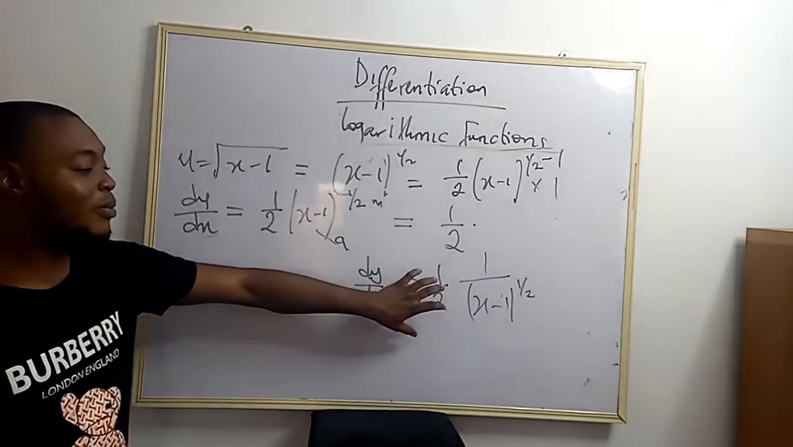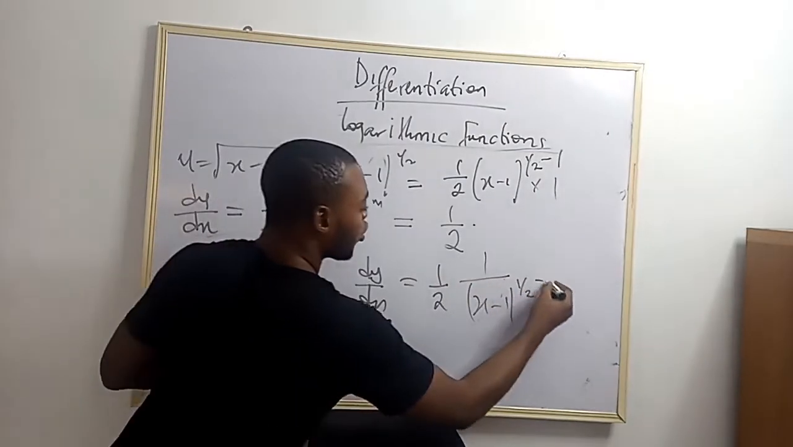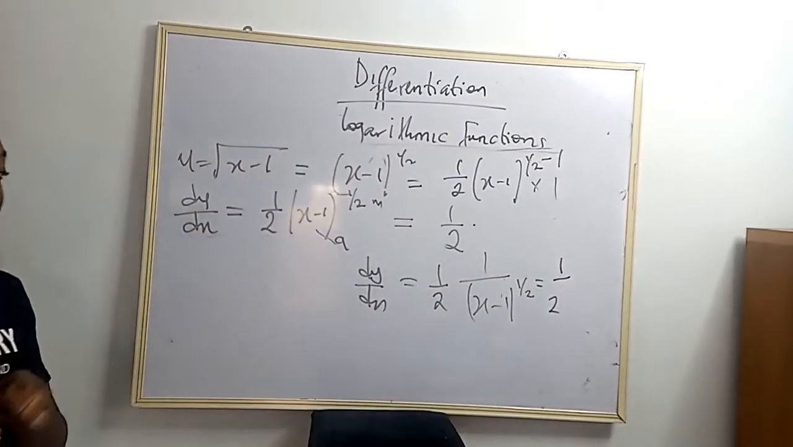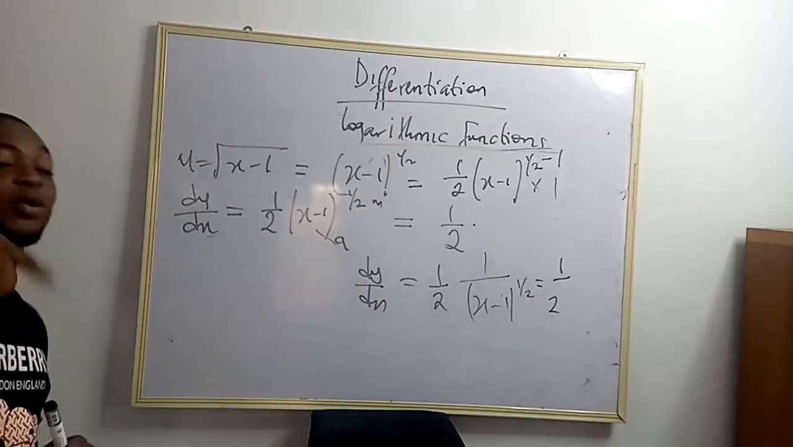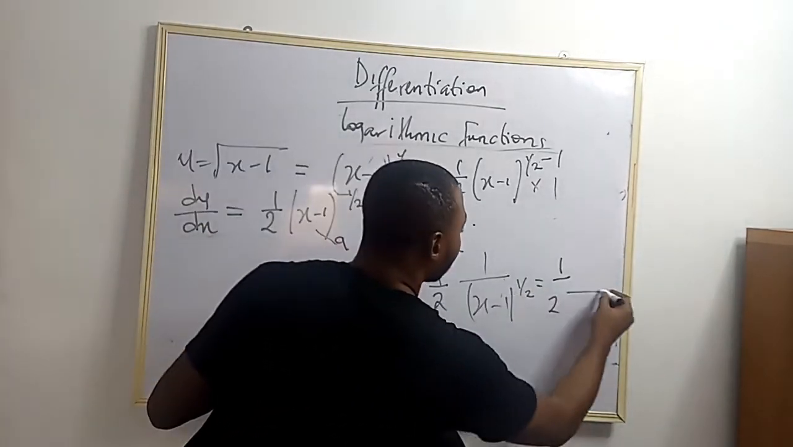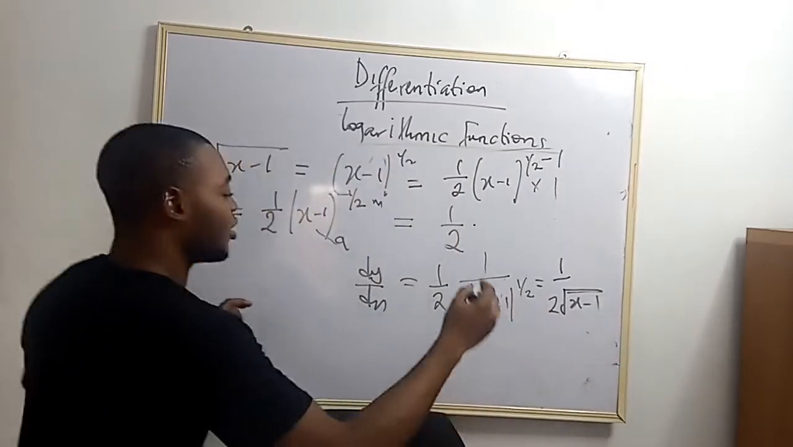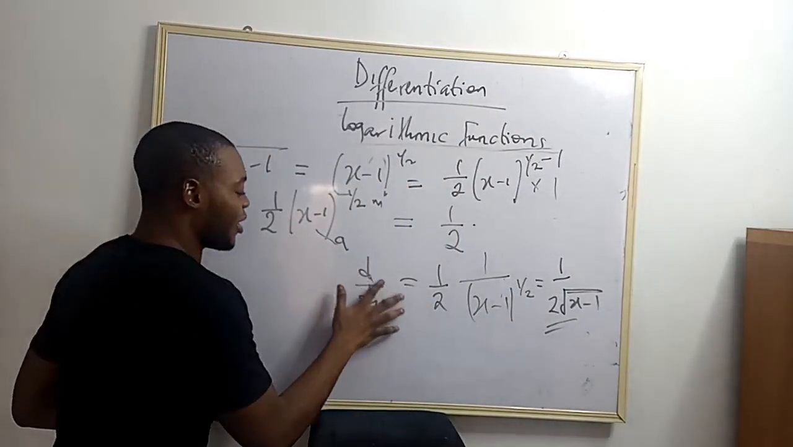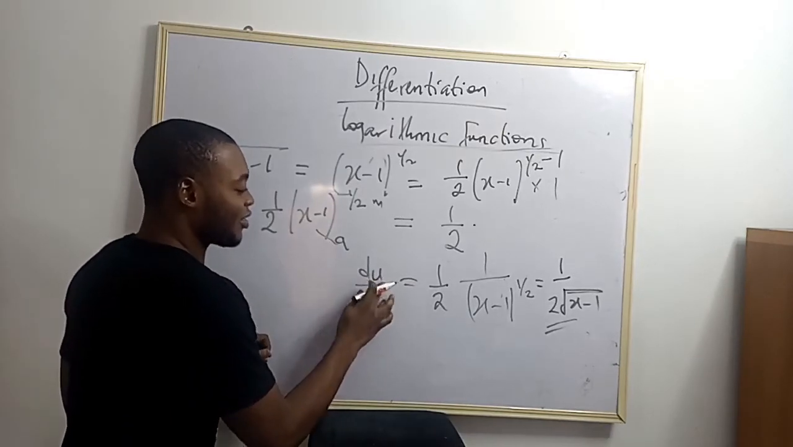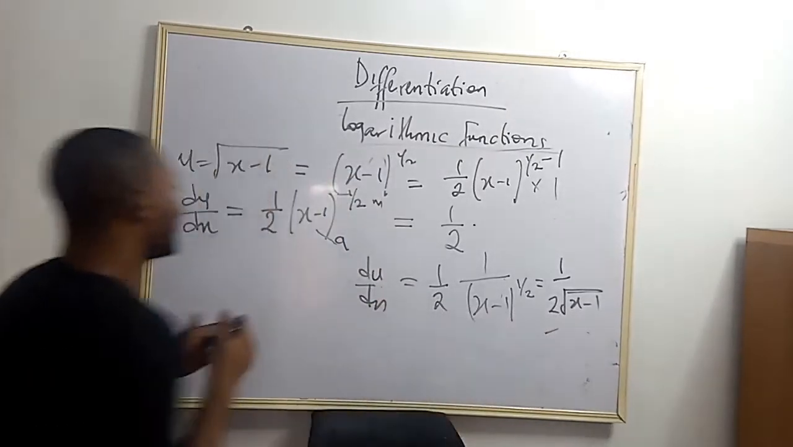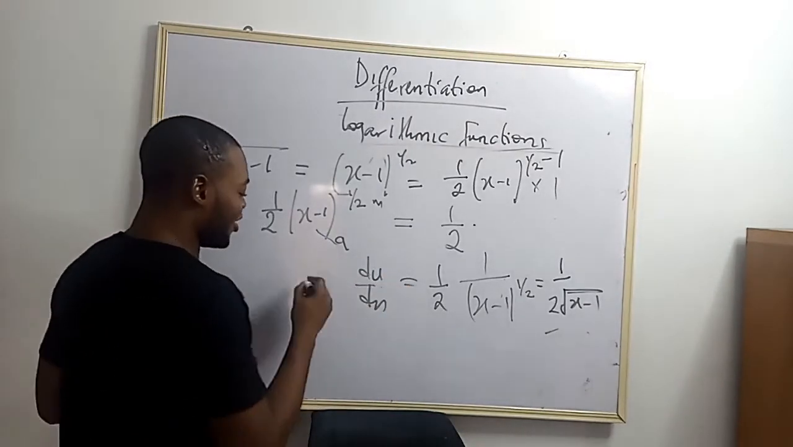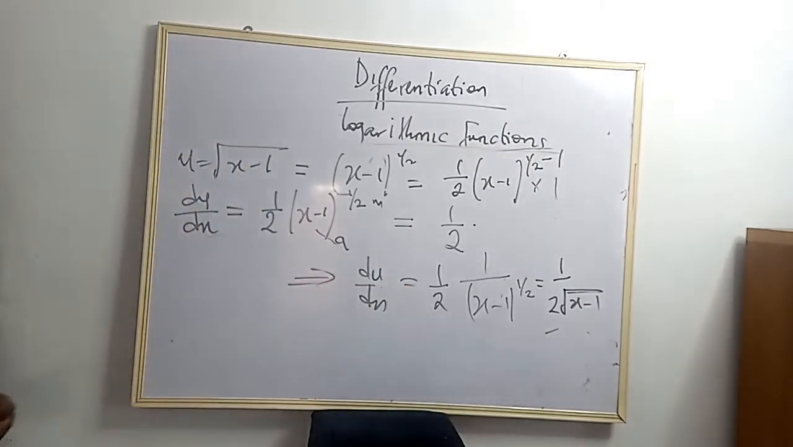So that means from here, du/dx will be equal to 1 over 2. Remember that x minus 1 raised to power half is the same thing as square root of x minus 1. So it is 1 over 2 root x minus 1. So that is the derivative du/dx. Don't mix things together. This is just du/dx.